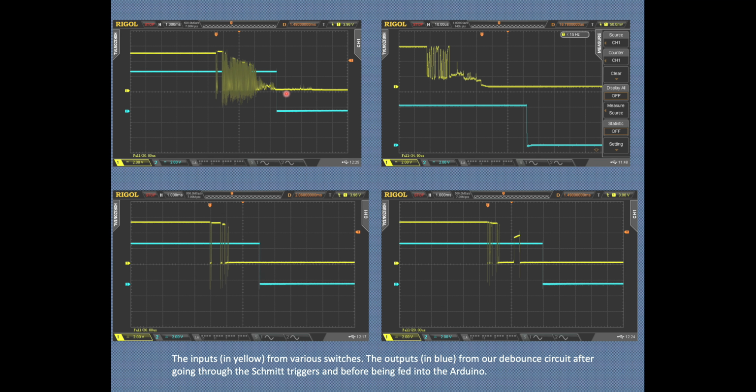Here are some switches that we chose. We tested. Input is yellow, the outputs are blue, and you can see the noise and stuff that they handled. And we got a clean, sharp, falling edge on the output.